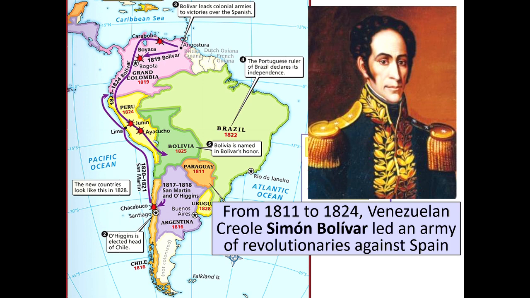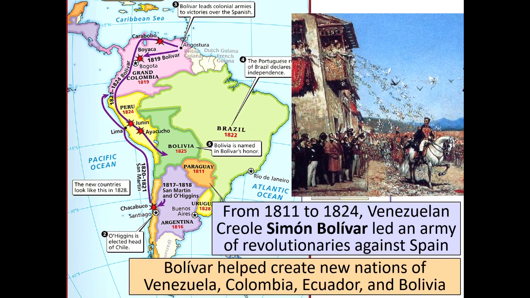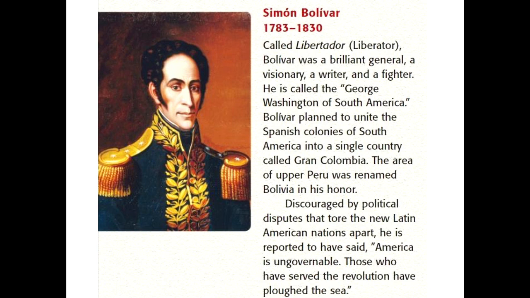From 1811 to 1824, Venezuelan Creole Simón Bolívar led an army of revolutionaries against Spain. Bolívar helped to create the new nations of Venezuela, Colombia, Ecuador, and Bolivia. Simón Bolívar lived from 1783 to 1830. And he was called Libertador, liberator. Bolívar was a brilliant general, visionary, a writer, and a fighter. He's called the George Washington of South America.